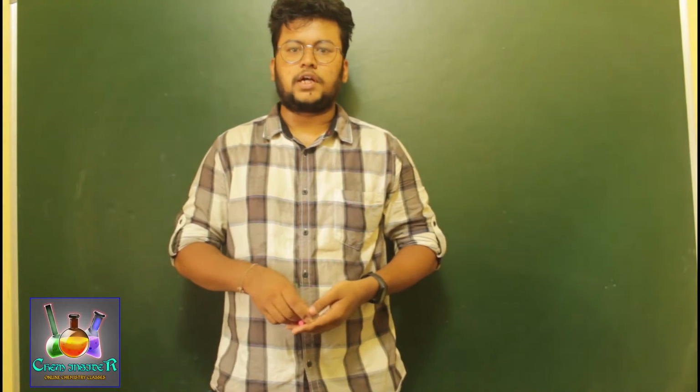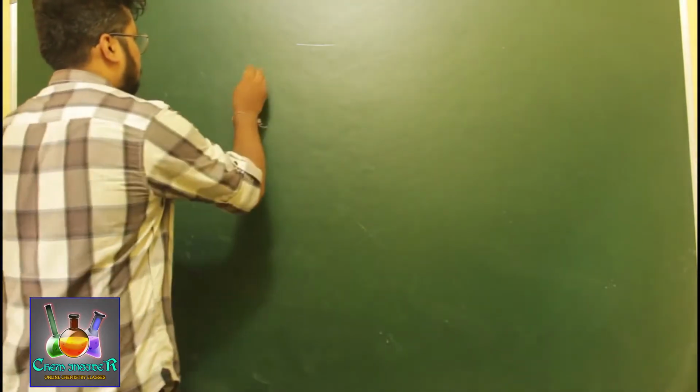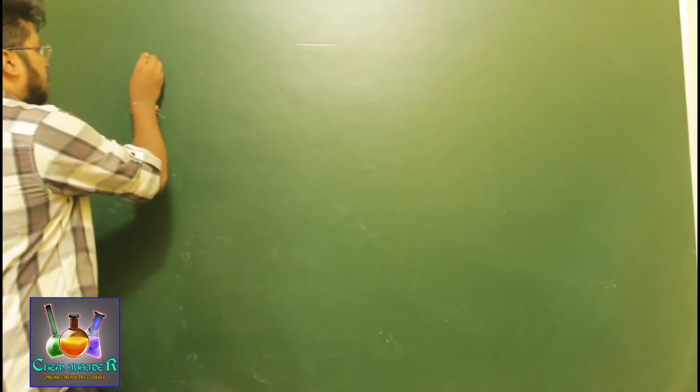So in this class we are going to discuss the first chapter of class 12, that is Solid State. In the previous class we discussed the types of solids present in nature, crystalline and amorphous solids, and we also discussed the different properties of crystalline and amorphous solids. Now in this class we are going to discuss the classification of crystalline solids into sub-types.